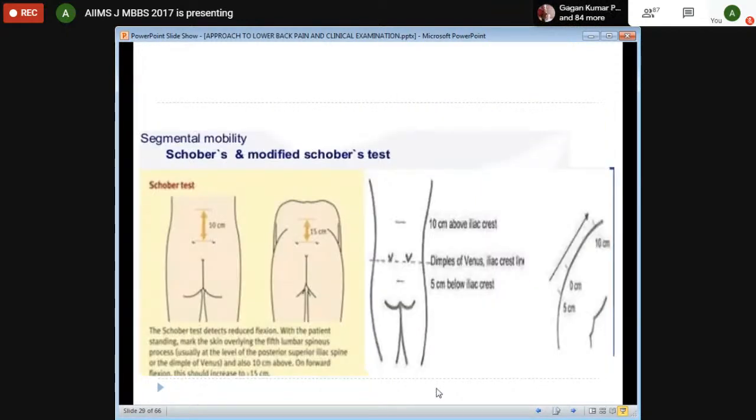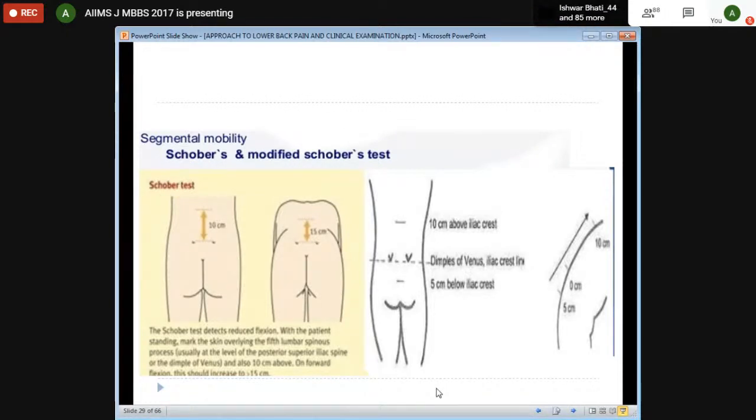For segmental mobility and for diagnosis of ankylosing spondylitis, we do Schober's test previously, and now we do the modified Schober's test. The only difference is previously we used to make the lower measurement at the PSIS. We draw a line from there 10 centimeters, make another marking, and the patient is asked to bend forward. If this marking increases to 15 centimeters or more, the patient is considered normal. Less than 15 centimeters total length, the patient will be considered as one of the applicants or under consideration for ankylosing spondylitis.